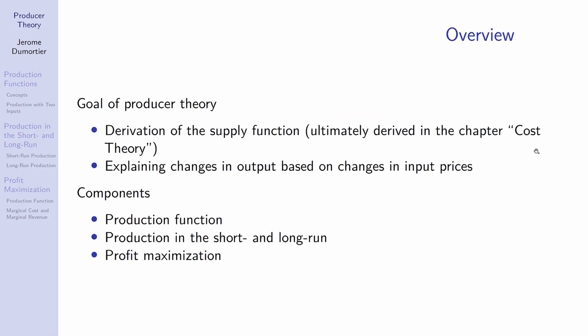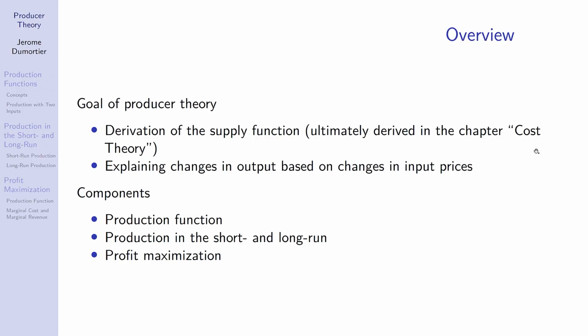In this chapter, we look at producer theory. The main goal of producer theory is to understand how firms make decisions about production and input use, and ultimately how these decisions determine the supply curve. The derivation of the supply function will ultimately happen in the chapter on cost theory.